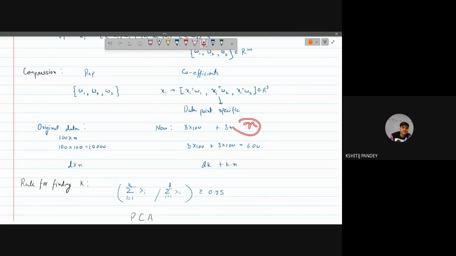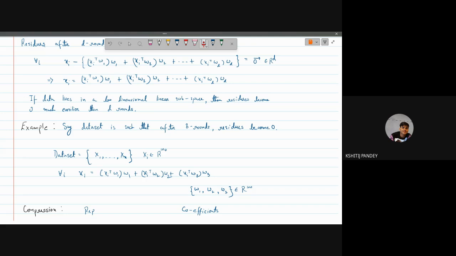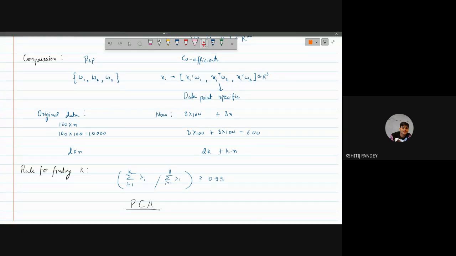extending this idea to n, let's say you have n data points and data is in R^d. So originally you need d into n units of memory, and let's say your data set is such that after k rounds the error becomes 0, or in other words, your data set lives in a lower dimensional linear subspace of R^k. So in that case, the general formula for this will be d into k plus k into n.